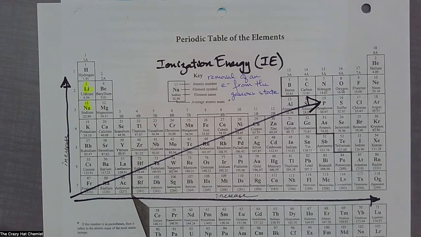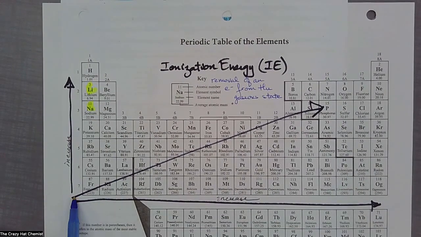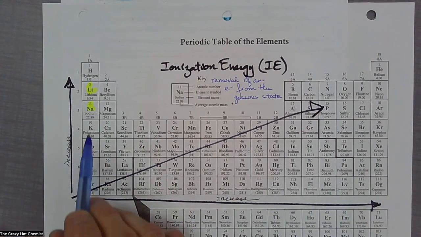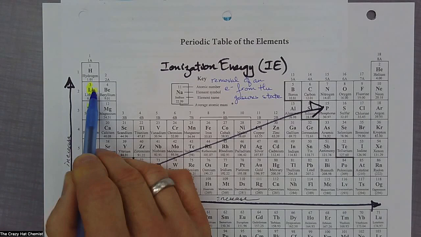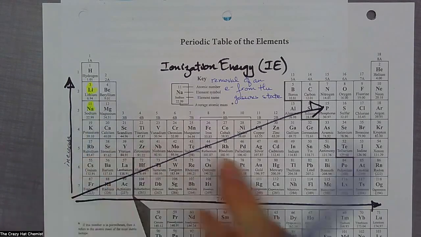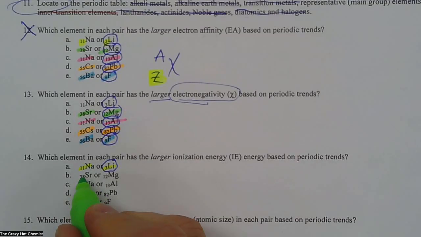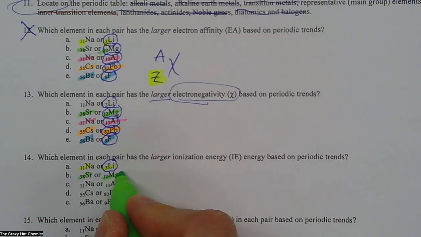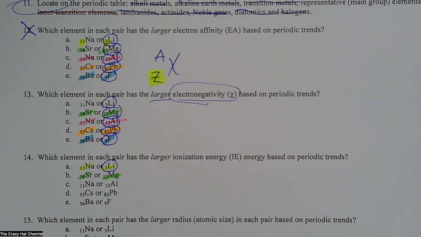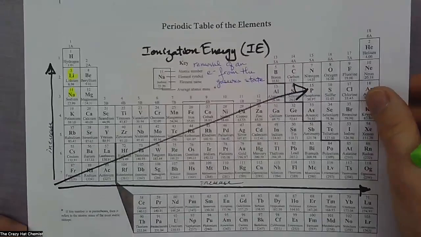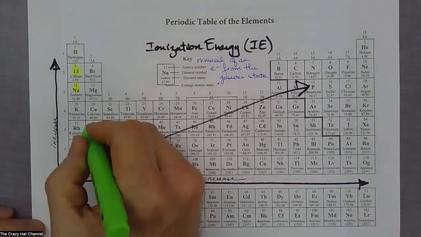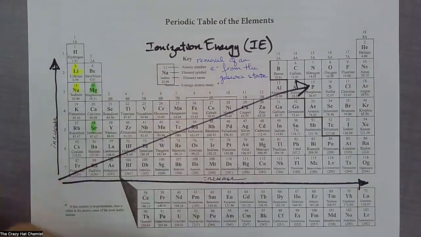Which one has the larger ionization energy? So ionization energy increases as you go up a group and increases as you move to the right. So the one that's higher up has the larger ionization energy, and that would be certainly lithium. So we'll mark that down, lithium. The next one is which one has a larger ionization energy? Element number 38, strontium, or element number 12, magnesium. And so let's pull out our periodic table again. We have strontium 38 or magnesium number 12.